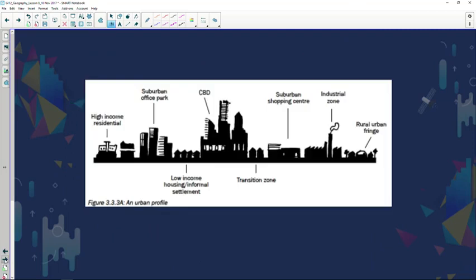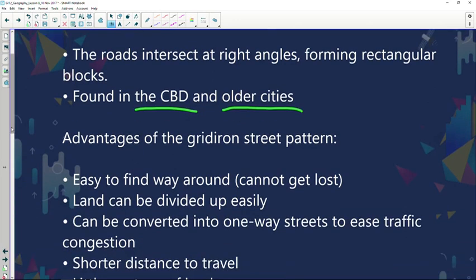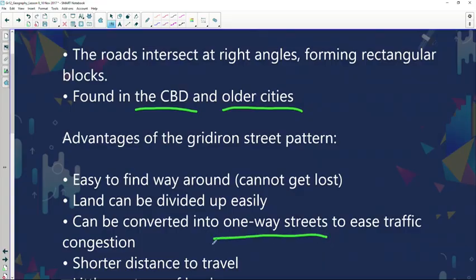Just want to get to the slide quickly. If you look at it, it's usually found in the CBDs and all the cities. What are the advantages of it? The simple reason why it's the oldest, it's very easy to find your way around. There are many one-way streets that you will find, and the land can be divided a lot more easily. For instance, per square, it's much easier to divide the land, and it's very easy to find the place that you're looking for. It can be converted into one-way streets like I've mentioned, and what does it do? It eases the traffic. It doesn't cause traffic congestion.